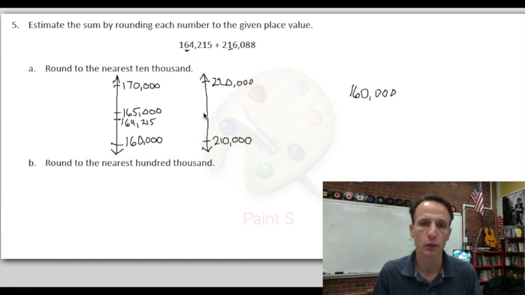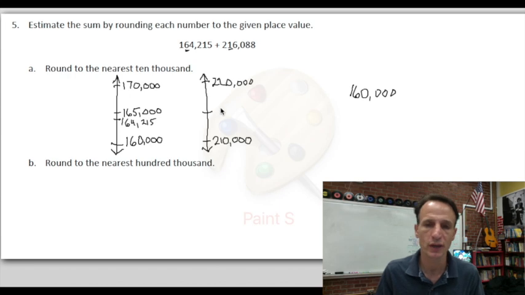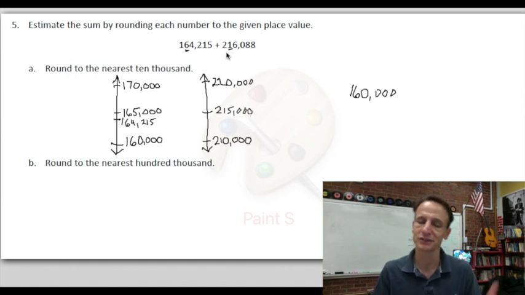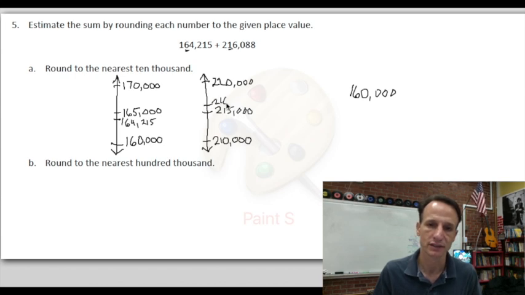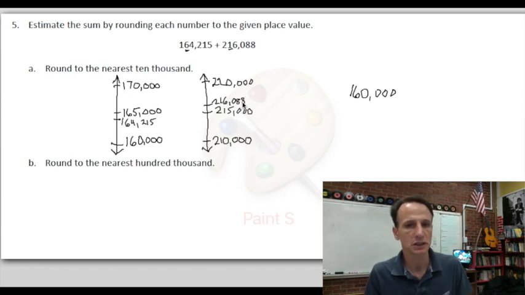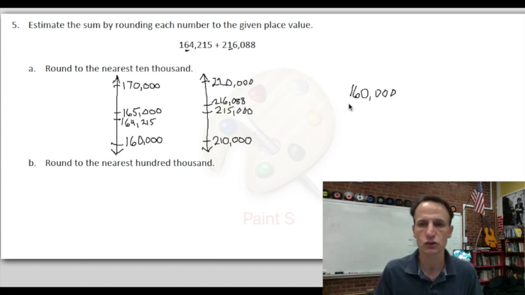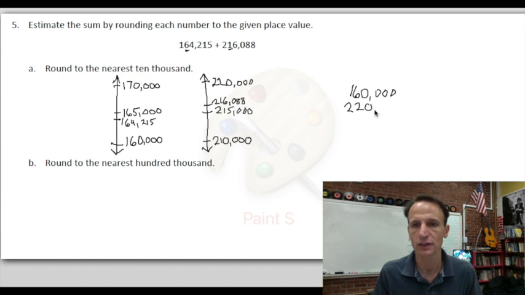And our midpoint between 210 and 220, that's right, 215,000. Now where would 216 fall? Oh, golly, yeah, you got it. 216,088 would fall thereabouts. So we would round, that's right, it's closer to the 220. And so we can add that in over here.